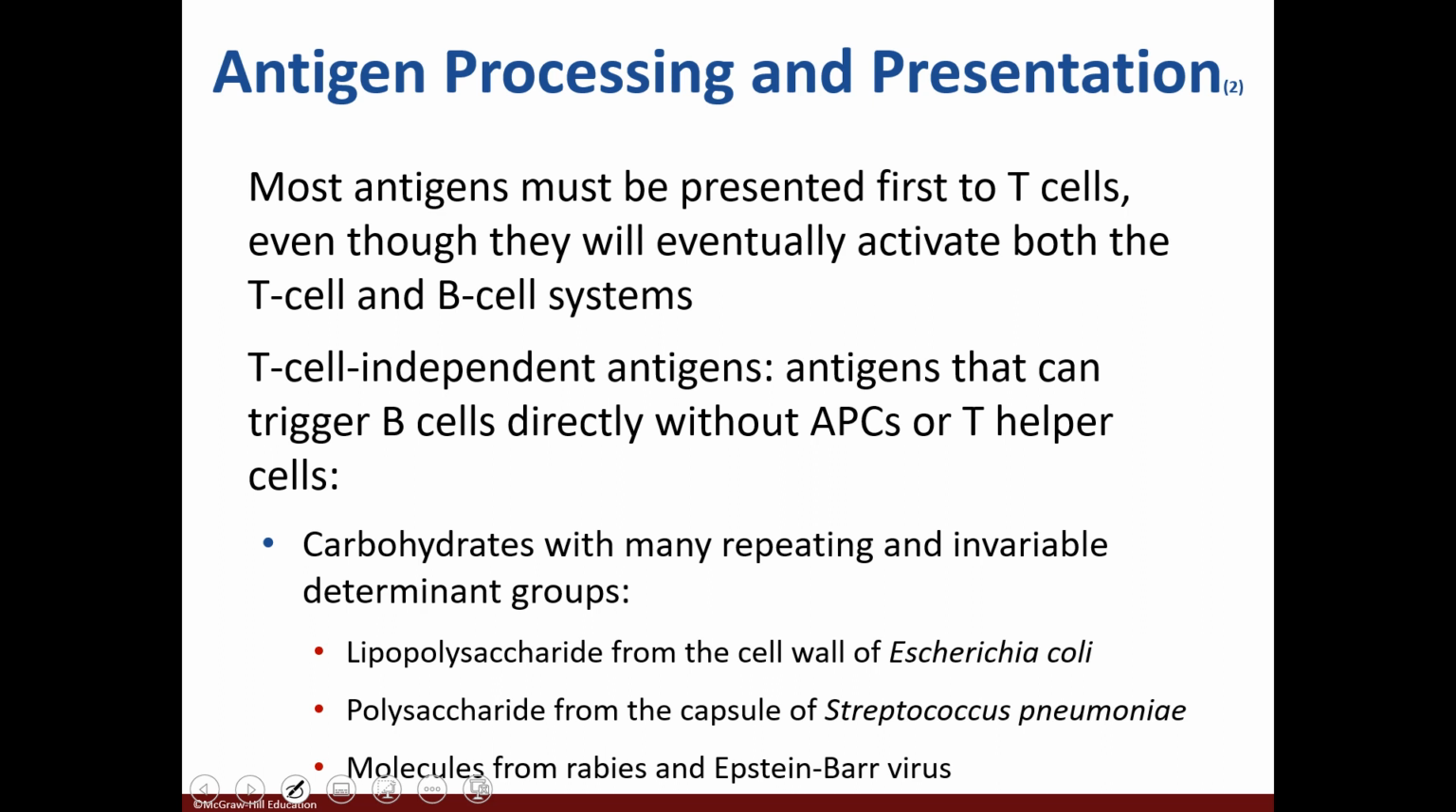T cell independent antigens are those that can activate B cells without the help of antigen presenting cells or T cells. This can be LPS from E. coli, a capsule, or molecules from viruses.